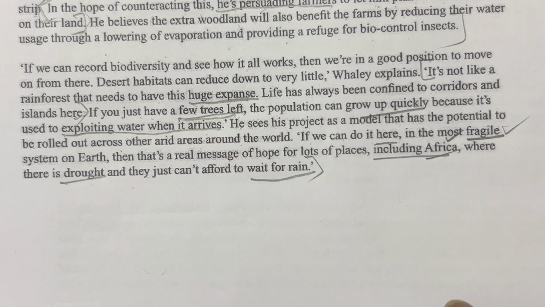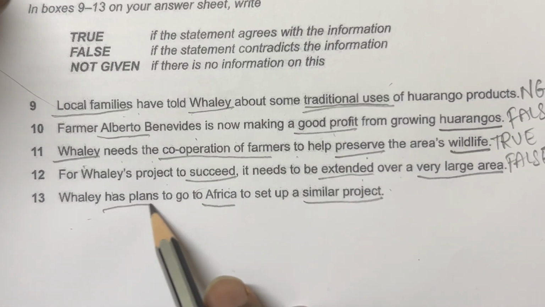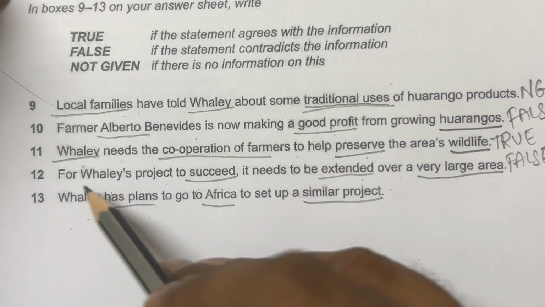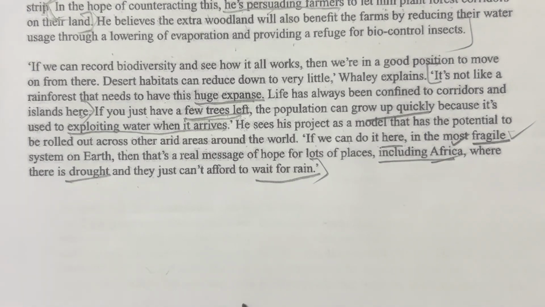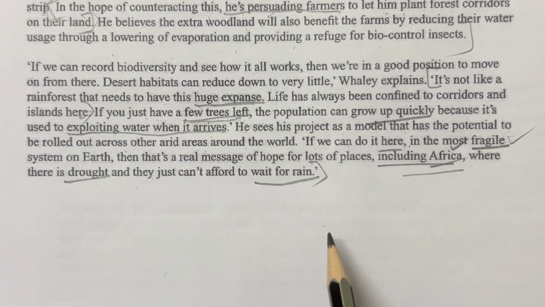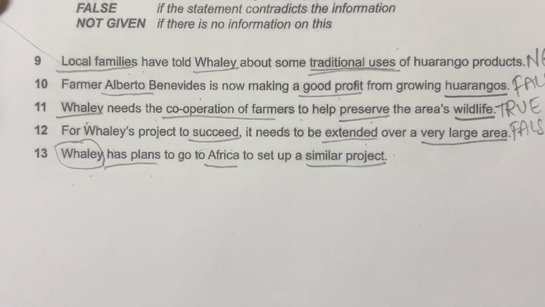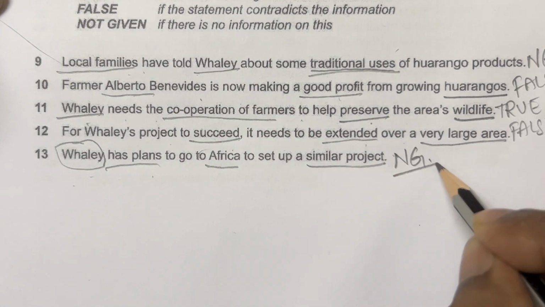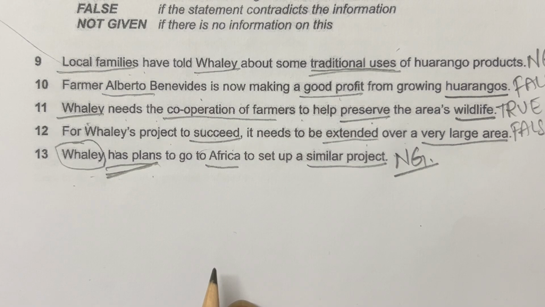But no, it's not true. Why? What is the question? Read it clearly. Whaley has plans to go to Africa to set up a similar project. Now, did Whaley say he has plans to go to Africa? What did he say? He said that if we can do it here, then we can do it in Africa also. That's what he said, simply. But he didn't say he had plans to go to Africa and set up a similar project, right? So the answer for this one would be not given. Whaley nowhere said that he has plans. No, he did not say. He said that if we can do it in this fragile area, then we can do it in Africa as well. So the answer should be not given.